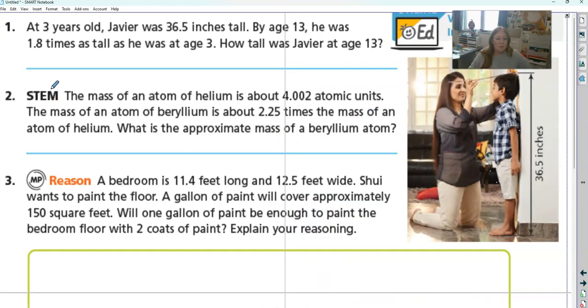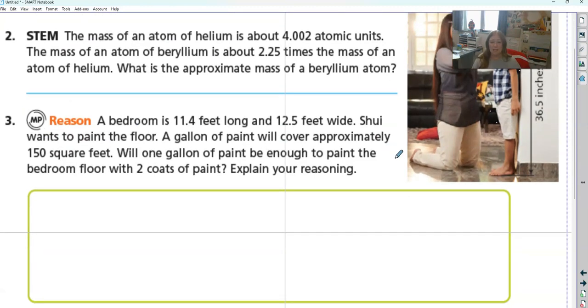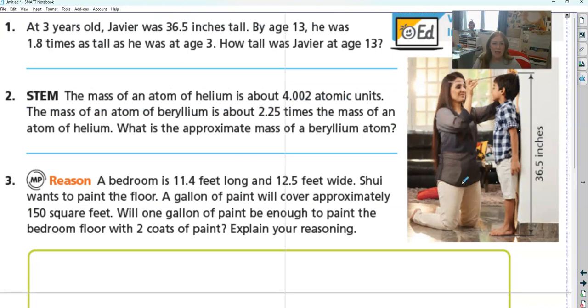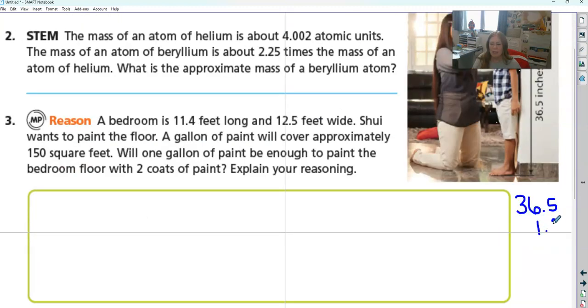Okay, I'm going to go through a few of these here. So at 3 years old, Javier was 36.5 inches tall. By 13, he was 1.8 times as tall as he was at age 3. Now how tall is he? So I'm going to come down here and use some of this room right here to work. So he was 36.5. And now he's 1.8 times bigger than that.